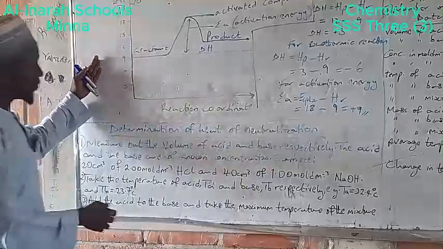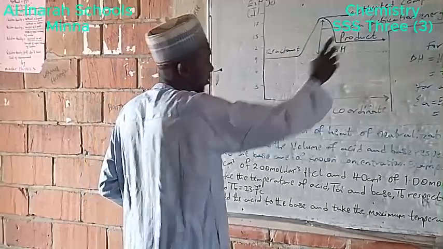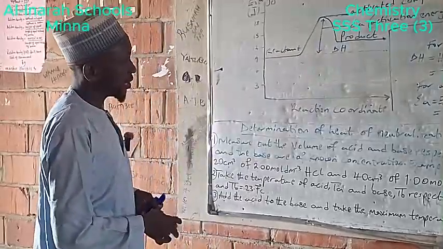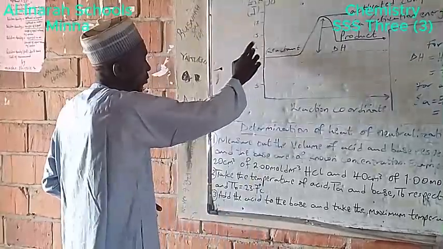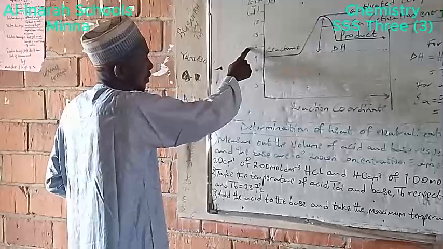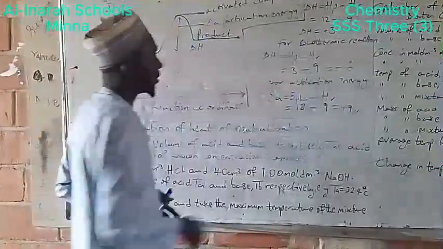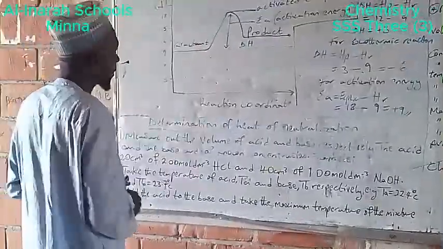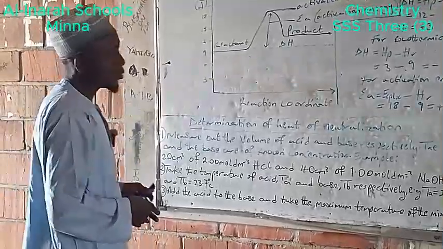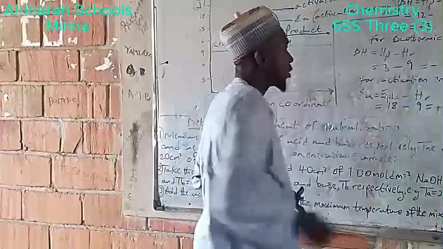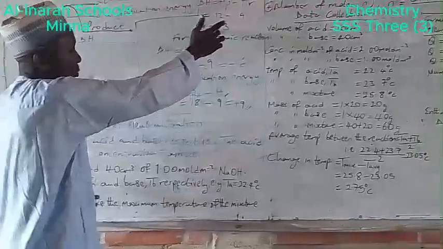Now if you look at what we have on the board, if this is the reactant and this is the product, you can see that if you trace the product to the value, the product is at the point of 12. And that is how we're having 12 here. Also for the reactant, if you trace it, the reactant axis is on the value 9, and that's how we're having 9. So if you subtract, 12 minus 9, you are going to have plus 3.